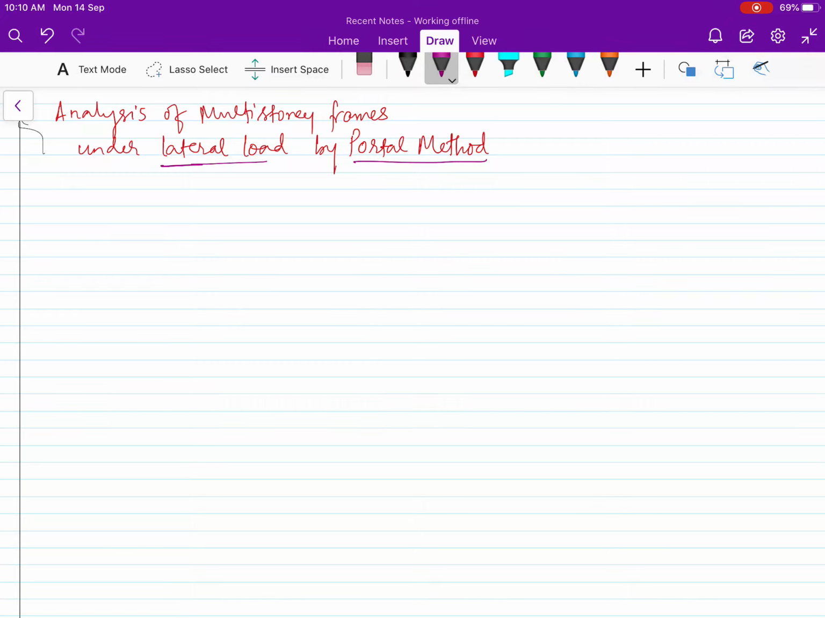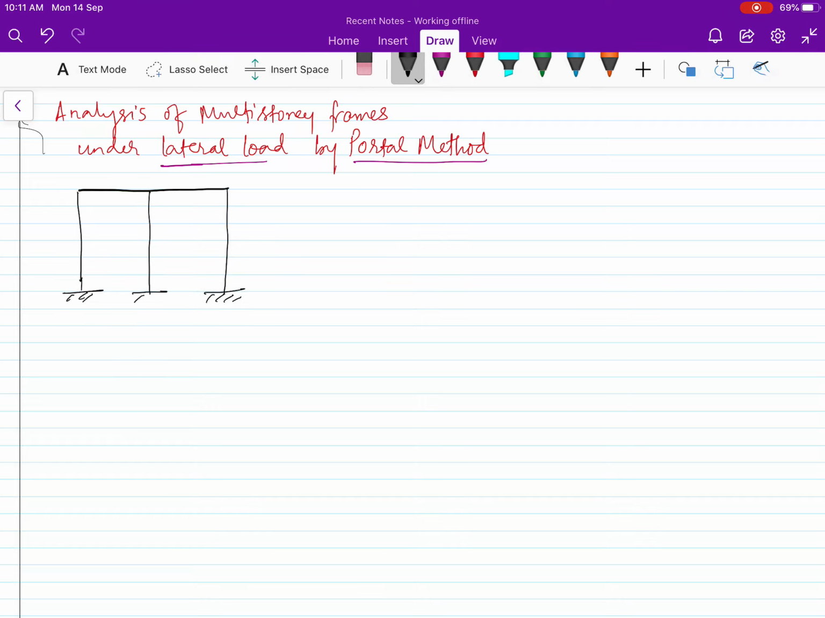There is another video in which I have already solved the portal method. You can refer to that also for more understanding. So, analyzing this structure directly, I will go for solving without giving any introduction on the portal method. You can refer to that video for more about the portal method.